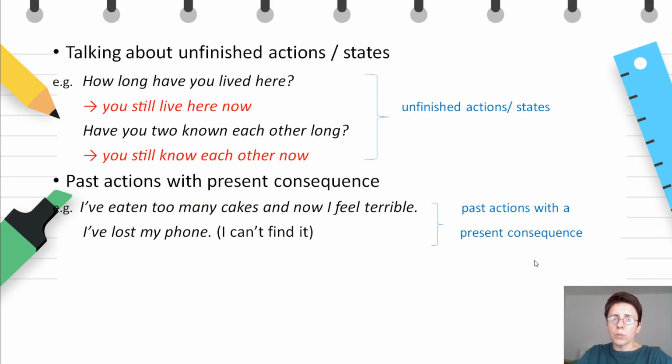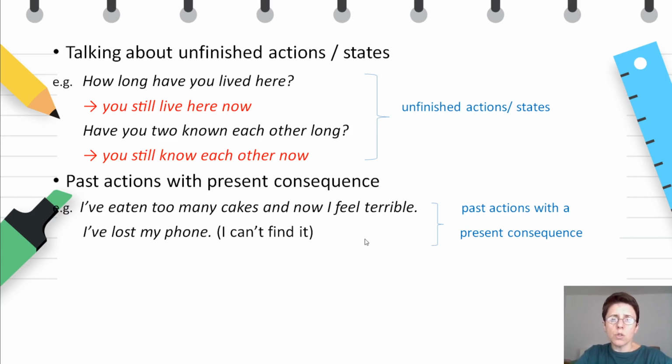We use the present perfect to talk about unfinished actions or states, meaning that they started in the past and still continue. For example, how long have you lived here? Meaning you still live here now. Or have you two known each other long? Meaning you still know each other now.